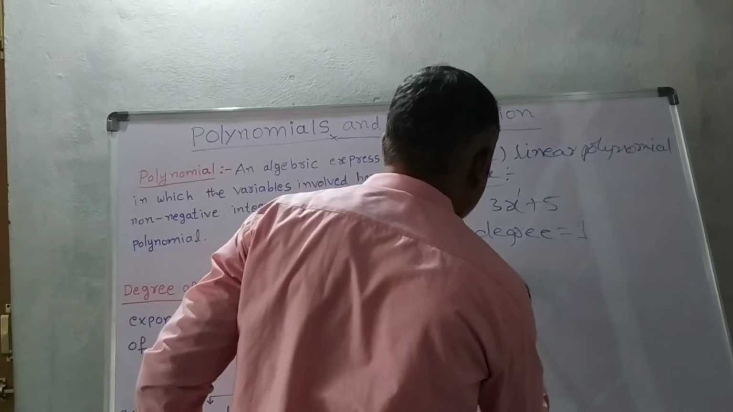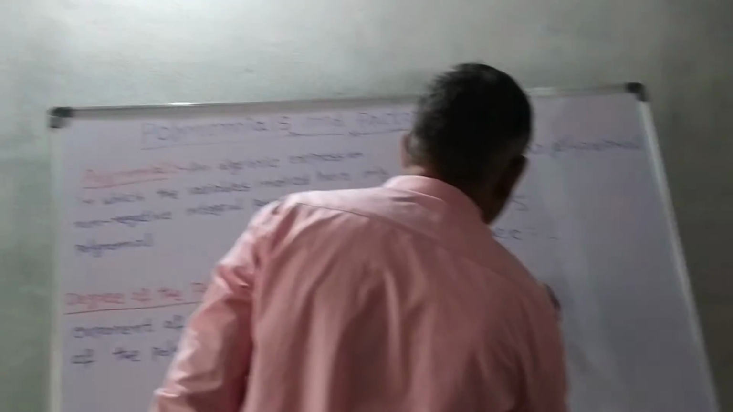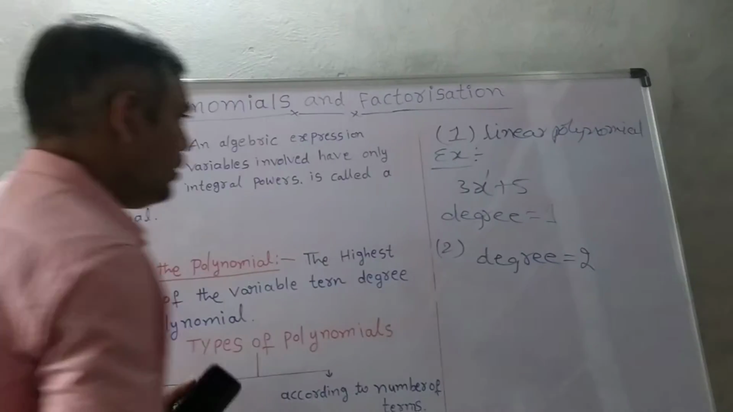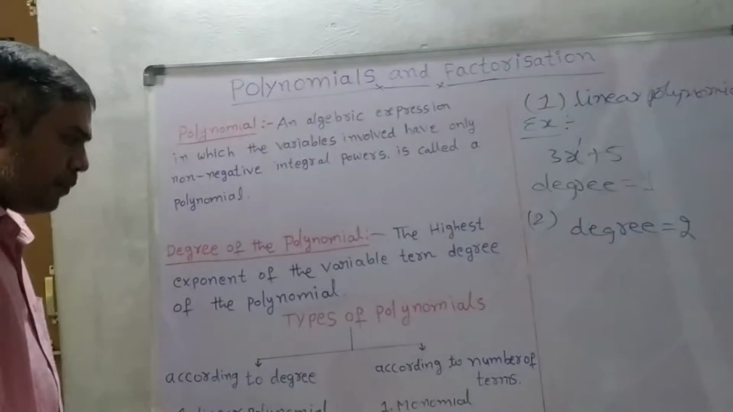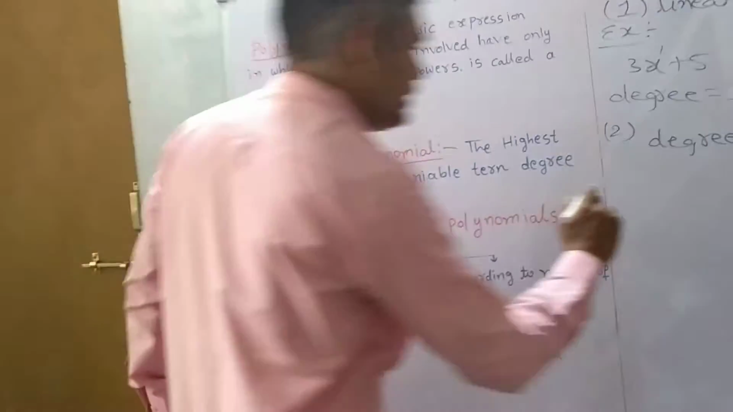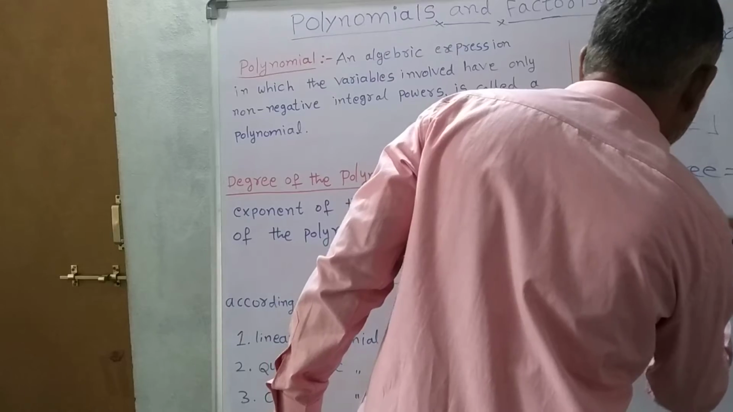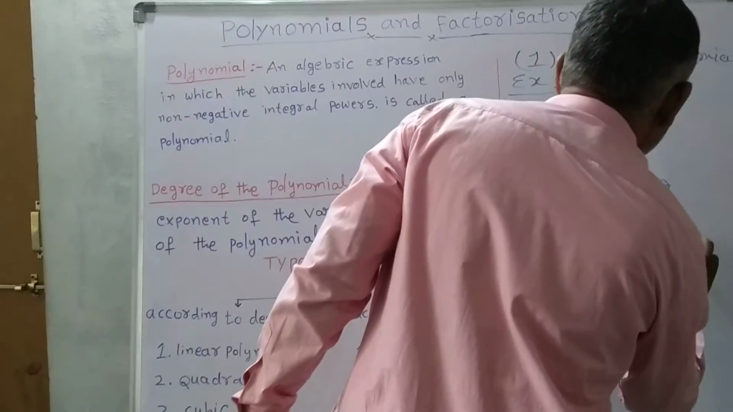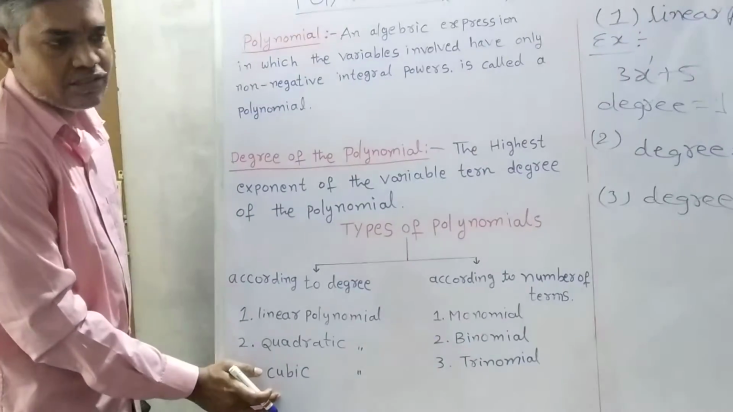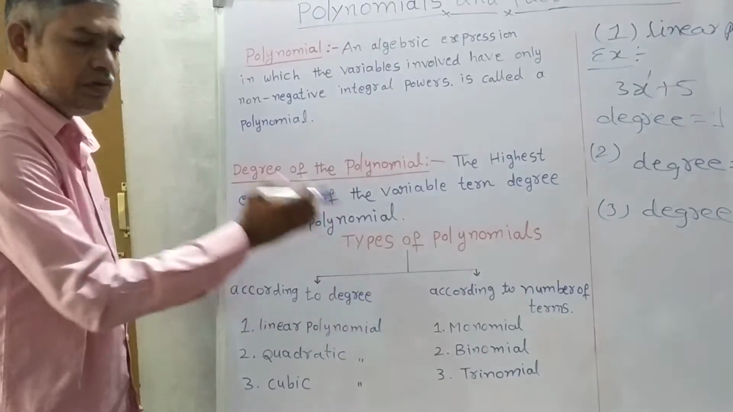And second one, quadratic polynomial. For example, when the degree is 2, the type of polynomial is called a quadratic polynomial. When the degree of the polynomial is 3, the type of polynomial is called a cubic polynomial. This is one type of classification according to degree.